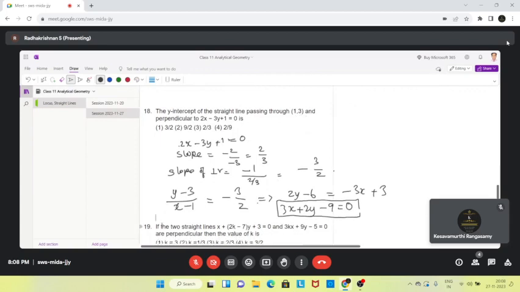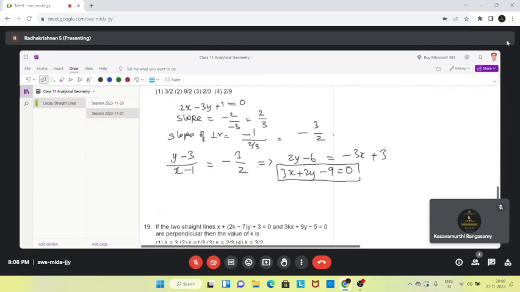Now, what is the y-intercept of this line? Y-intercept of this line means you put x equal to 0 and find out the value of y. Okay, so y-intercept is given by, put x equal to 0, is given by this. Okay, that means 2y equal to 9, y equal to 9 by 2. 9 by 2. So option number 2.